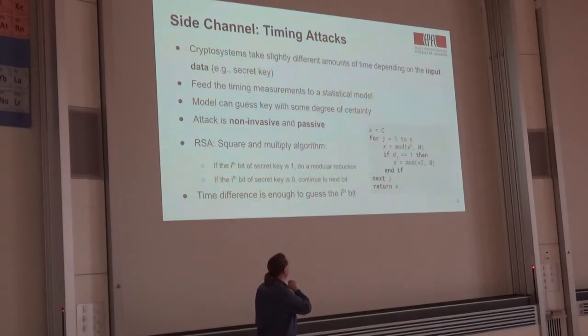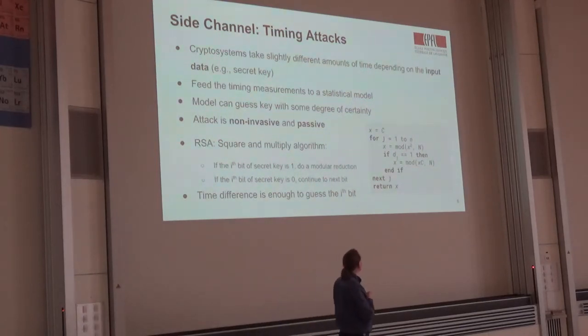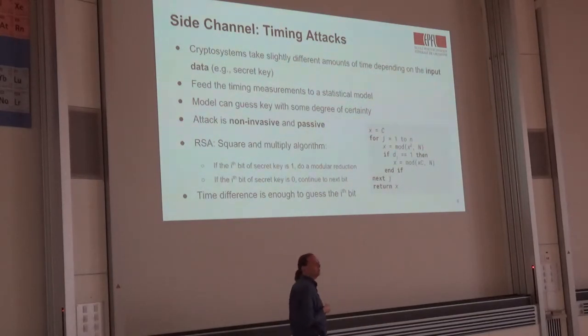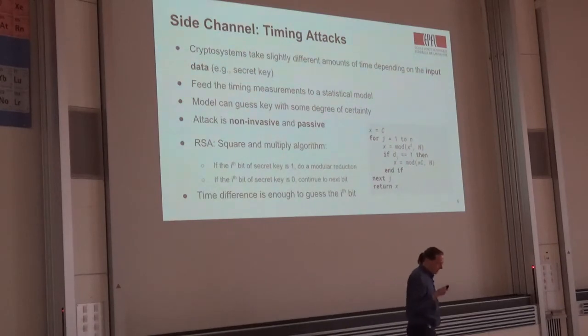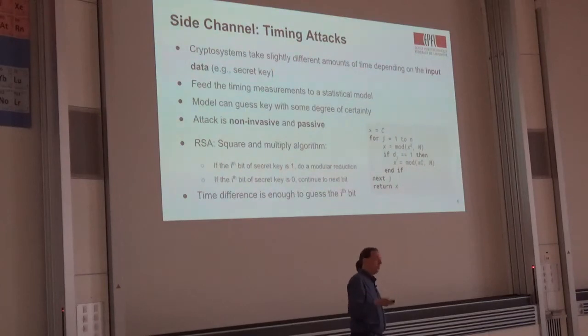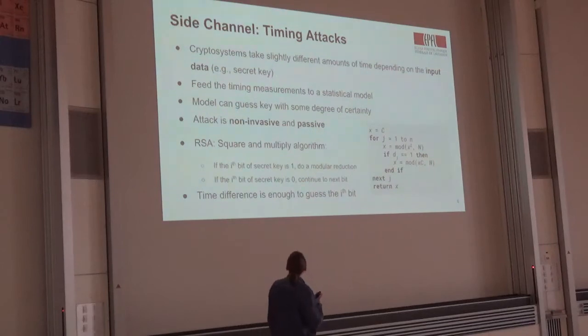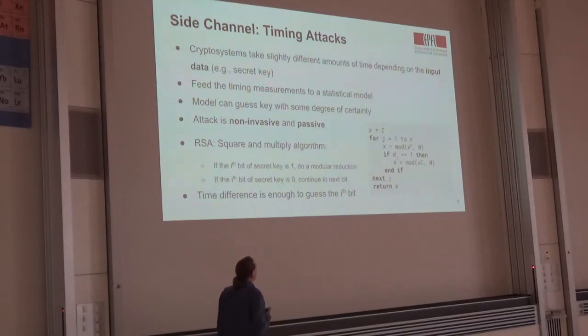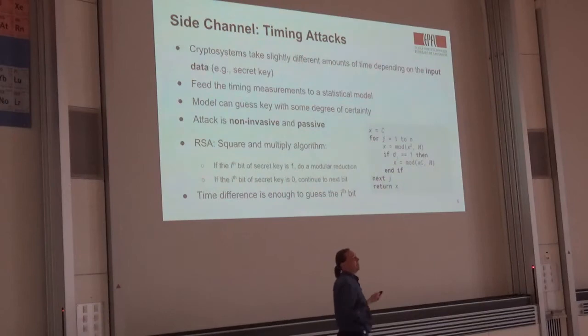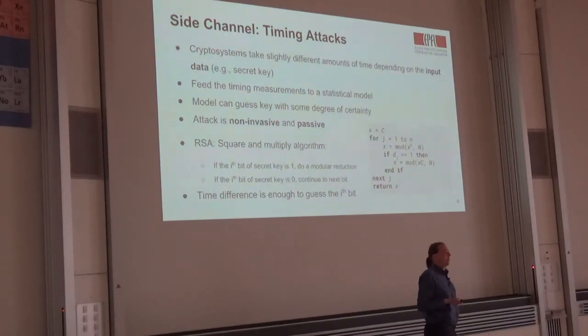In either case, we'll square it, but only if the secret input bit is a 1, then we'll additionally multiply it by C, right? And so this is just a standard natural way to do modular exponentiation by D, by this secret input D. Now, you should be able to see where the potential problem is. If we're just squaring, squaring is going to take less time than squaring and multiplying, right?